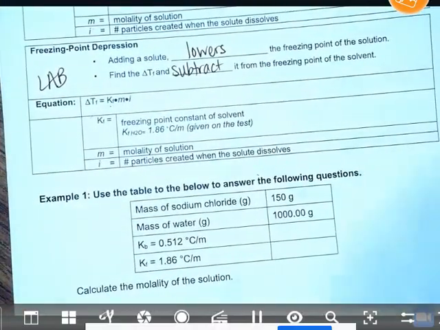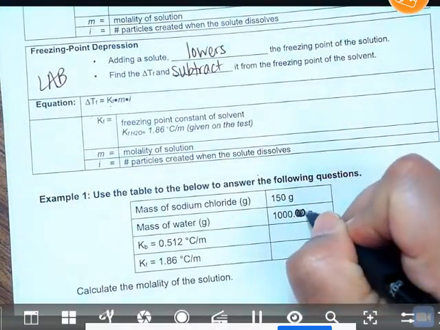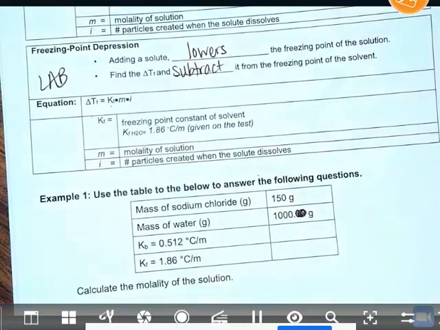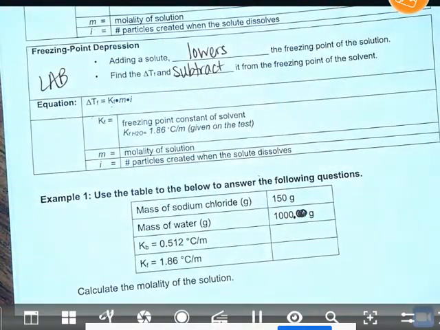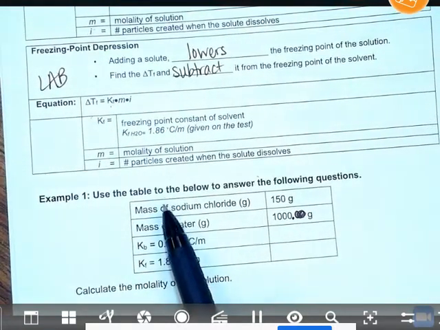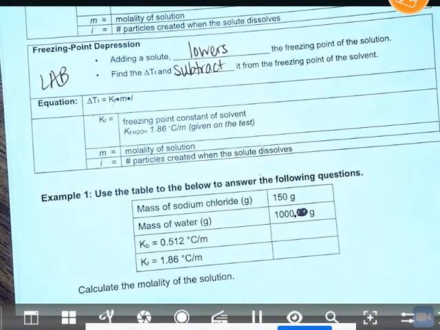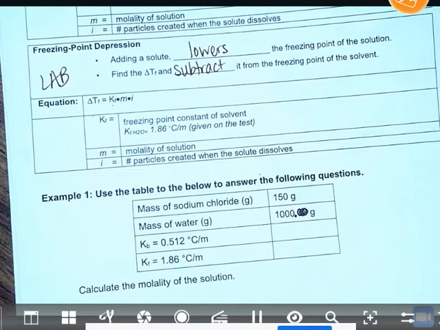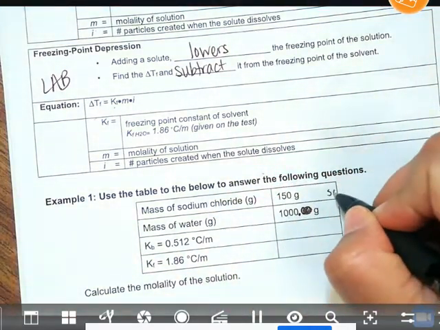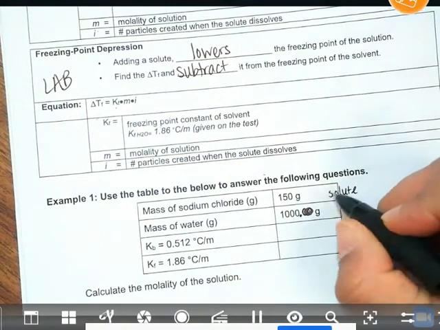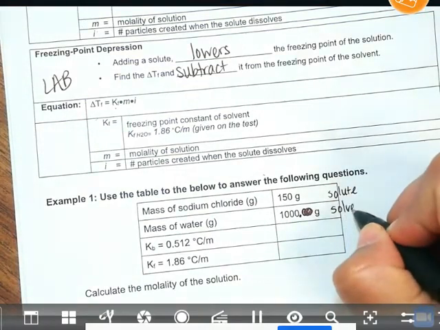So here's the problem we're going to do. First thing though is we're going to change these sig figs. We're just going to keep it to 1,000 with a decimal. So use the table below to answer the following questions. Calculate the molality. Well, NaCl is my solute. This is my solvent because I have water.